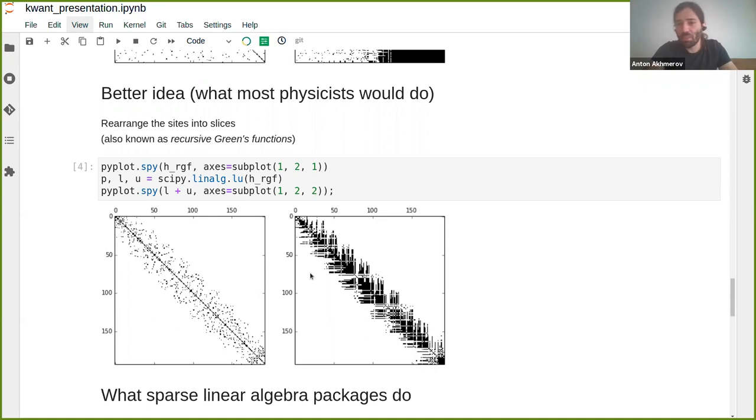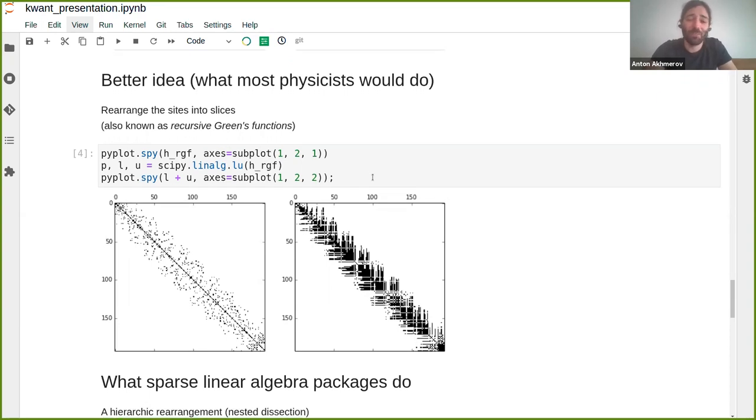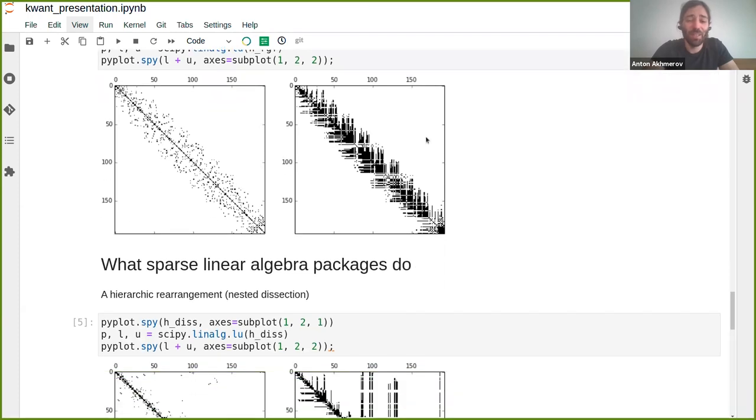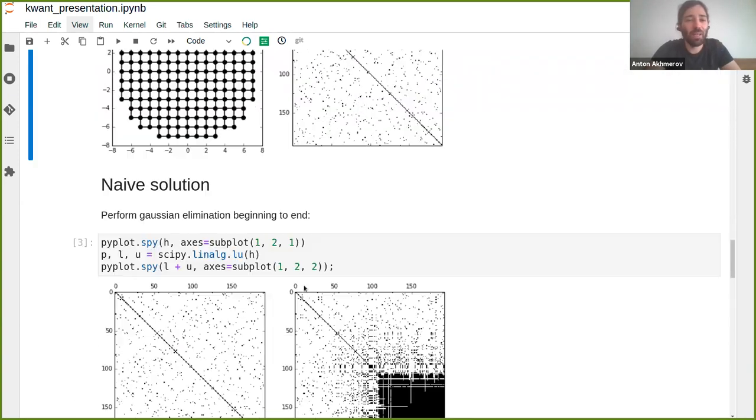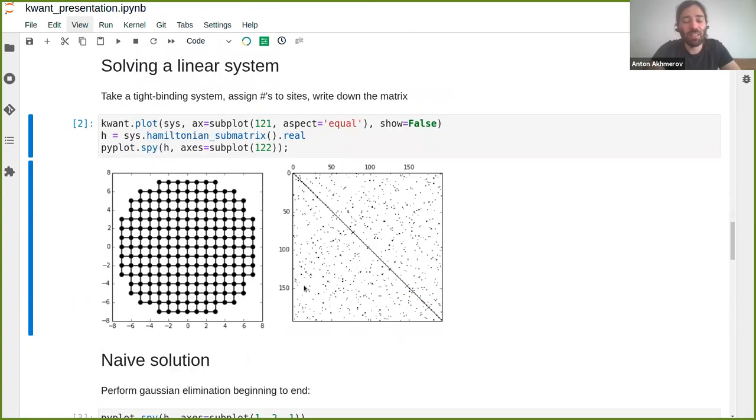Now, importantly, and for me, it was largely a lesson in humility, a good idea if dealing with a mathematical problem is to look at what mathematicians do. Turns out there's an even smarter rearrangement of the degrees of freedom that is the so-called nested dissection. So let me explain what it means.